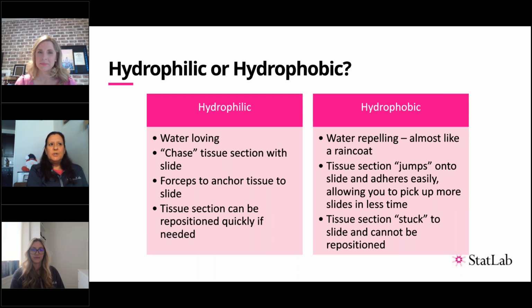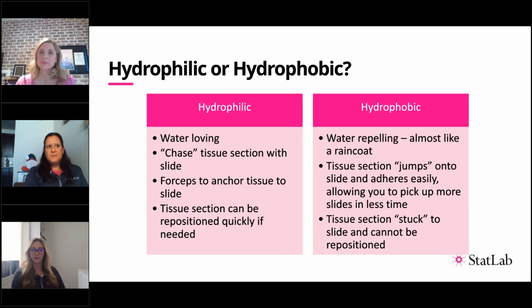And so here's a little bit more about that hydrophilic and hydrophobic. I know some techs know what this means. Others are like, I don't know, those are big words. I'm not really sure. So hydrophilic, this is a water-loving slide. So all of that water wants to stay on the slide. And as you're trying to get that tissue section onto it, you almost have to chase that piece of tissue through the water.